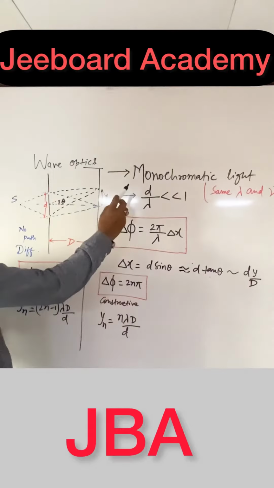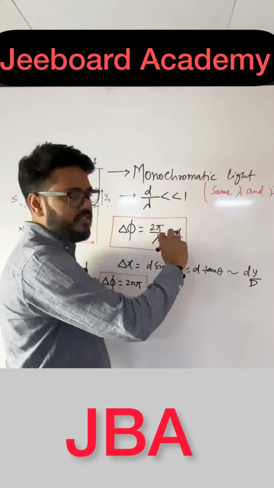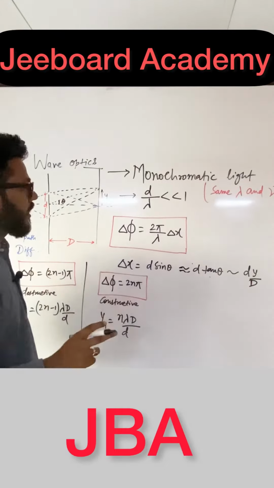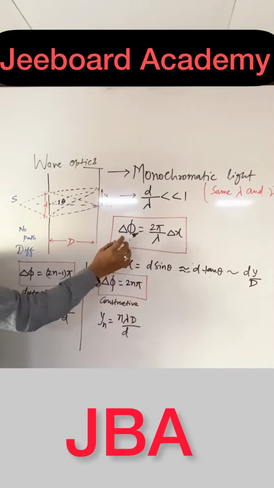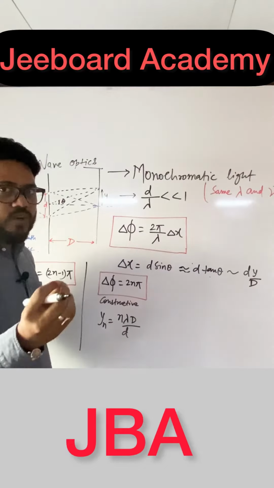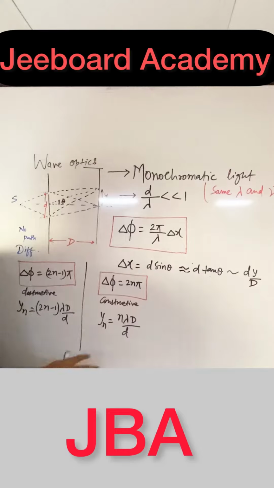In wave optics, in the YDSE experiment, the most important point is that it should be monochromatic light having the same lambda and frequency, and the d by lambda ratio should be less than 1. Another thing is that in the YDSE experiment, we get a phase difference which equals 2 pi by lambda into delta x, and delta x is what?